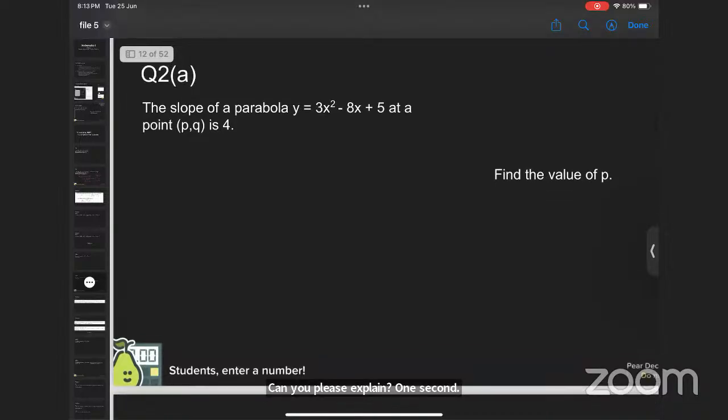So let's look at the next question. The slope of the parabola y equals 3x squared minus 8x plus 5 at a point (p, q) is 4. Find the value of p. Again, take 1 minute to solve this and write your answer in the chat box.